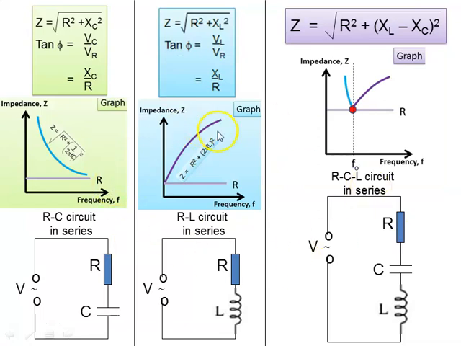Okay, so this is the conclusion. For the RC circuit in series, Z equals square root of R squared plus XC squared, and the graph is a downward, decreasing curve for impedance against F. For the RL circuit in series, impedance Z equals the square root of R squared plus XL squared, and the graph is the increasing curve for Z against F. And lastly, the impedance for the RCL circuit in series is square root of R squared plus bracket XL minus XC squared. And the graph is shown here.